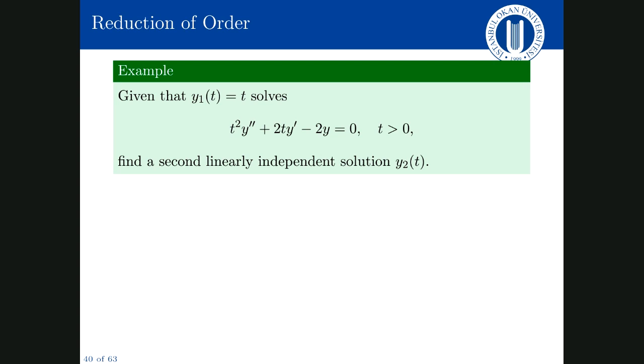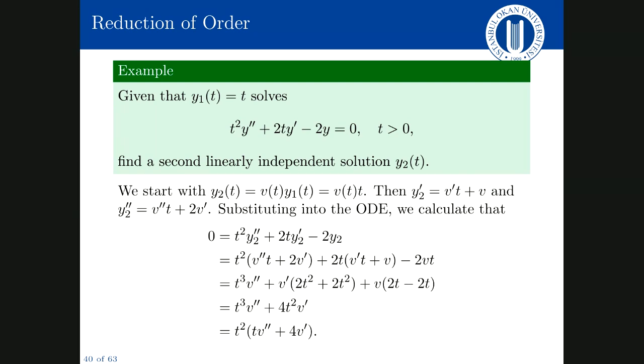Suppose that we're told that y1 equal to t solves the differential equation t squared y double prime plus 2t y prime minus 2y is equal to 0. And we're asked to find a second linearly independent solution. Start with the key idea. For reduction of order, we always want to start with y2 is equal to v(t) multiplied by y1.